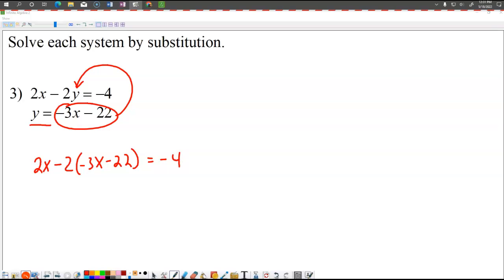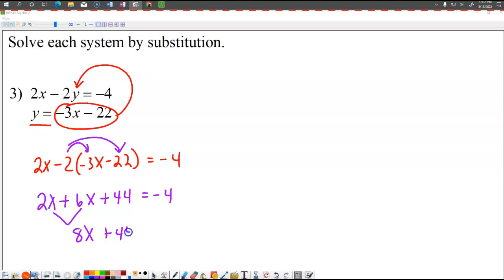And then we just have to solve it after that. So we'll go ahead and distribute. Combine like terms.